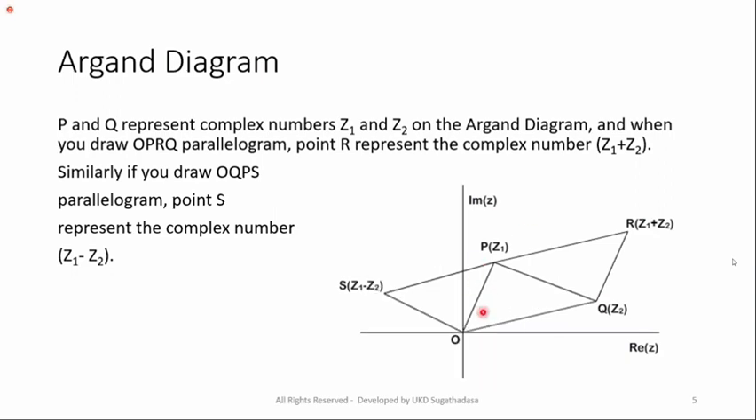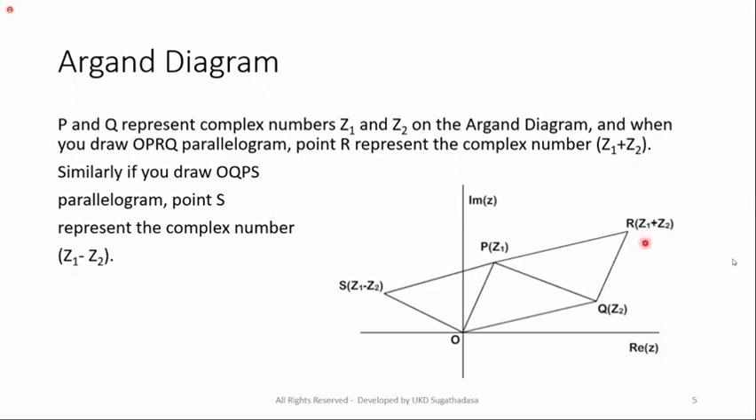I think you can see the laser point now. This particular parallelogram, that is OPRQ. If you plot the points P and Q, you can easily draw this parallelogram. Then the R point represents the complex number Z1 plus Z2.